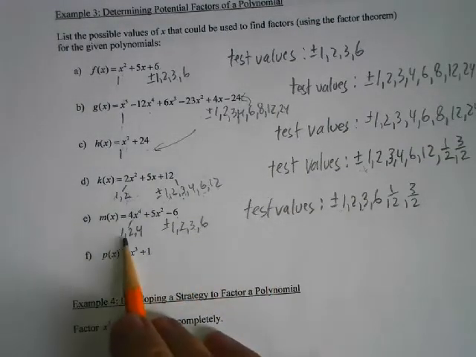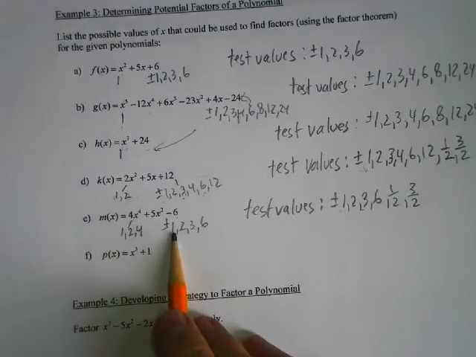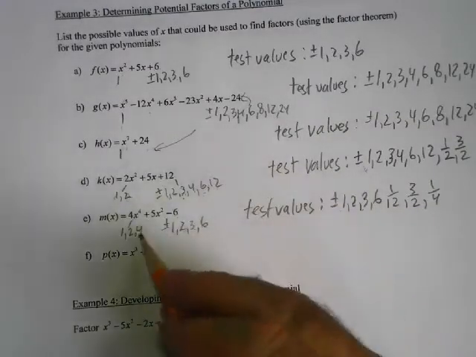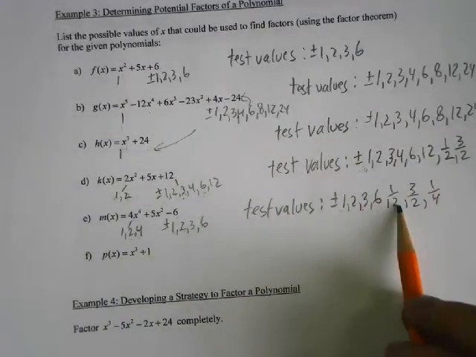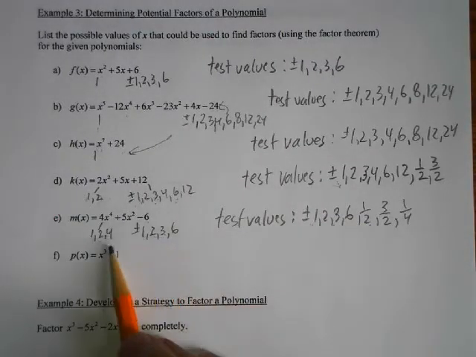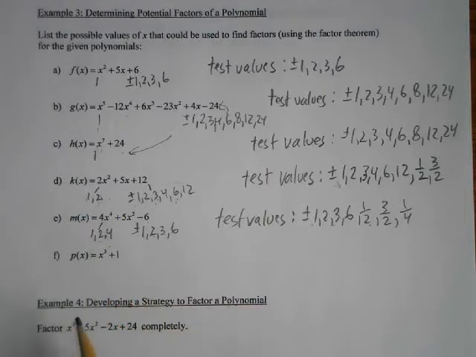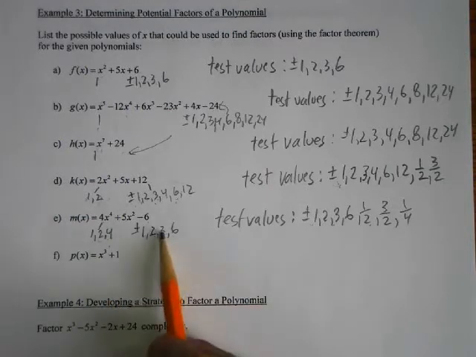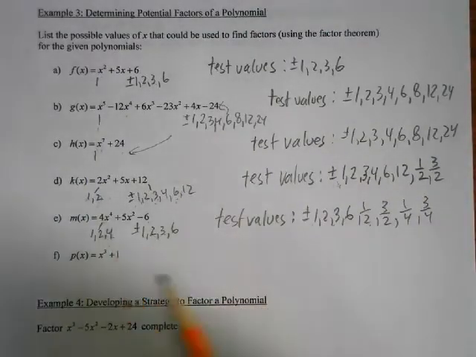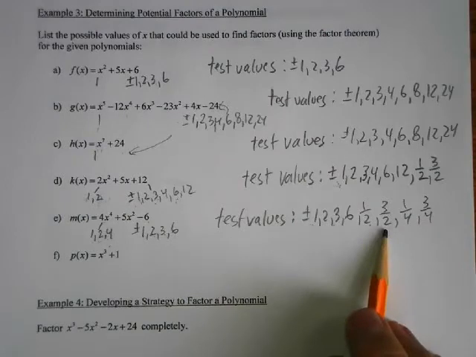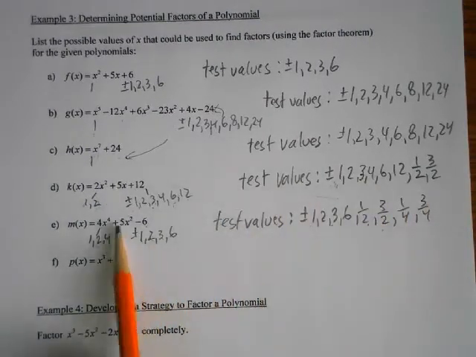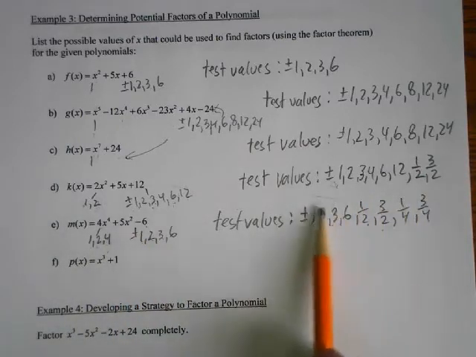So now we've covered the 1 and the 2. Now we do the 4. So that's 1 divided by 4. That's definitely new. We have 2 divided by 4, which is 1/2, but we've already got that. 3 divided by 4 is new. And 6 divided by 4, that's 3/2, which we already have there. So whatever factors this has, it's going to come from these possible zeros.